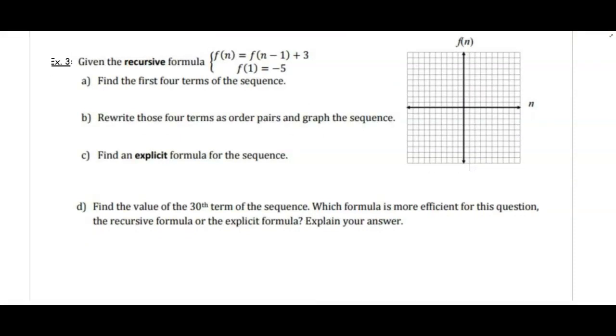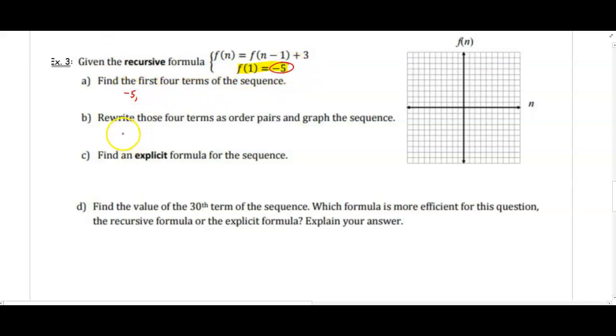Okay, so let's look at the next one here. So what this does, they wrote this recursive rule a little differently. They put the previous term plus 3, and then your first term here. So right away when it says write the first 4 terms of the sequence, they're referring to the outputs.